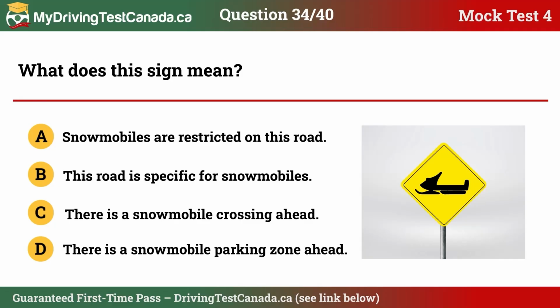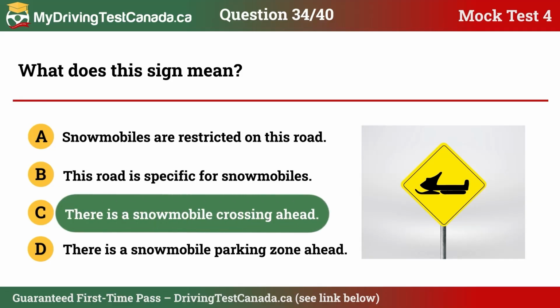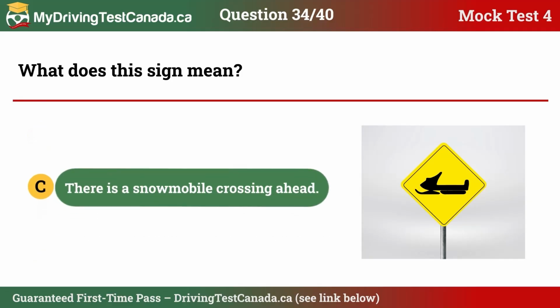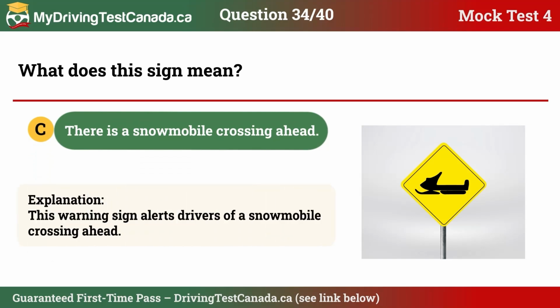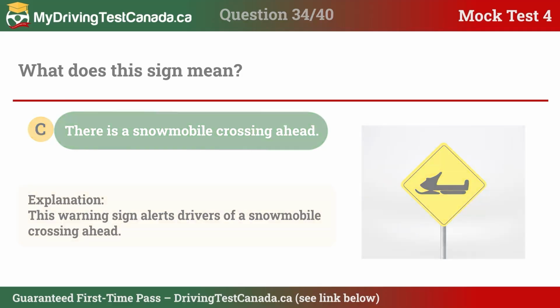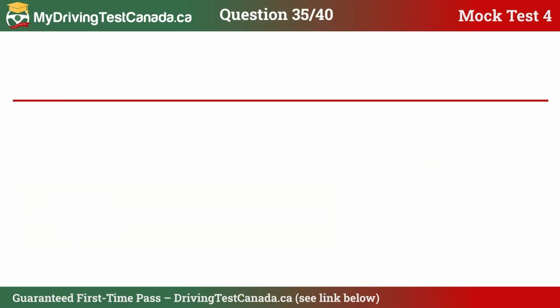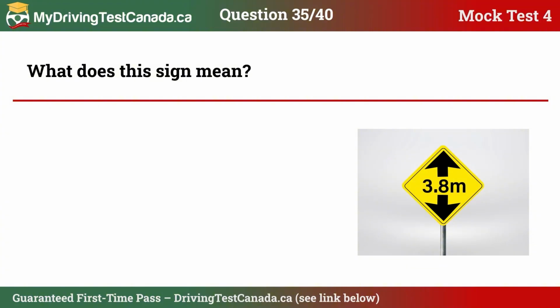The correct answer is C. There is a snowmobile crossing ahead. Explanation. This warning sign alerts drivers of a snowmobile crossing ahead. Question 35. What does this sign mean?